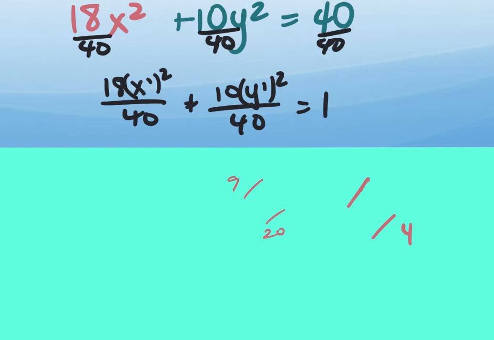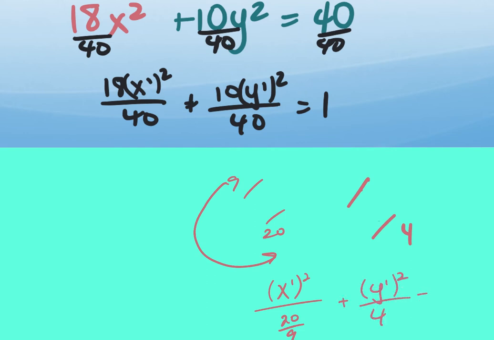And then you cannot leave a numerator in the top. It's like we reverse it when we get given the equation, but now we're making the equation. So we bring this to the bottom. So it ends up being x prime squared over 20 over 9 plus y prime squared over 4 equals 1. You have to. You cannot leave a numerator. You can't leave something in the top like that, okay?